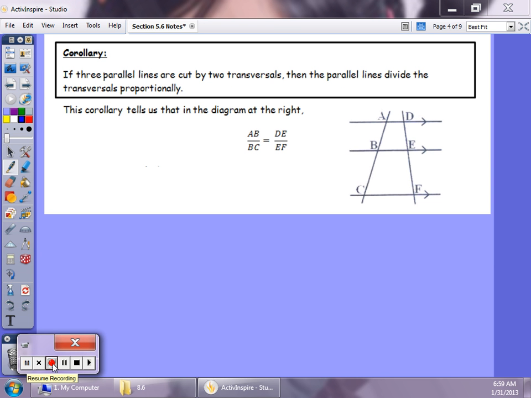One of the corollaries that can be based on the side-splitting theorem states the following. If 3 parallel lines are cut by 2 transversals, then the parallel lines divide the transversals proportionally. This corollary will tell us from the diagram at the right that AB over BC is going to equal DE over EF.